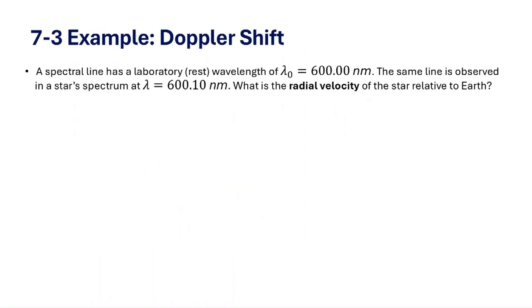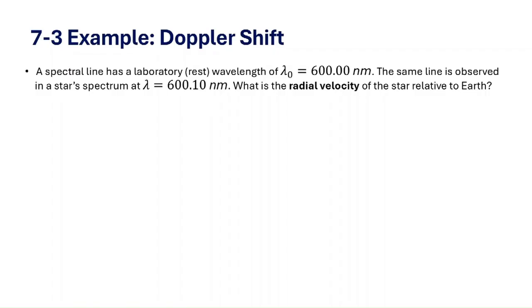Alright, now let's put the Doppler formula into practice. So here's the question. A spectral line has a laboratory wavelength of 600 nanometer. But in a star's spectrum, it is observed as 600.1 nanometer. So what is the radial velocity of the star relative to Earth? Now do you think the star is moving toward or away from us? What do you think? Let's find out.